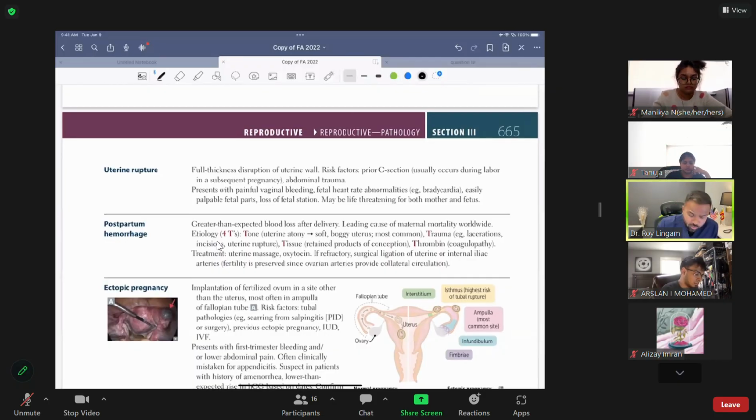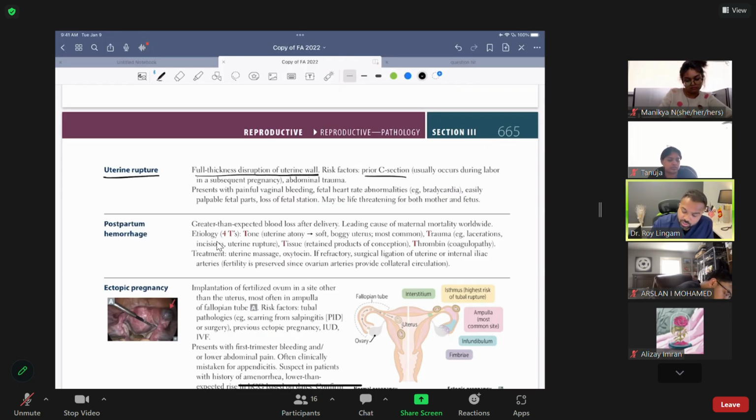Next one, uterine rupture. This is another complication, the whole uterus rupturing. Full thickness disruption of the uterine wall. Again, risk factor: prior C-section, because a C-section always creates scar tissue and you lose the elasticity, so you cannot stretch. Is everybody clear, folks? Now, it usually occurs during labor in a subsequent pregnancy.